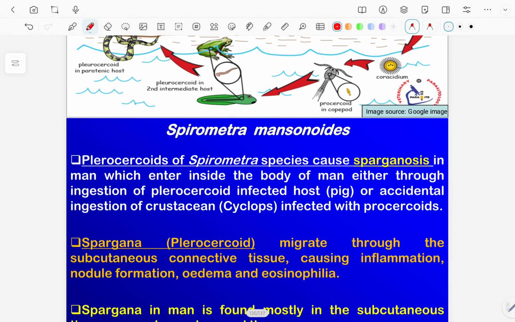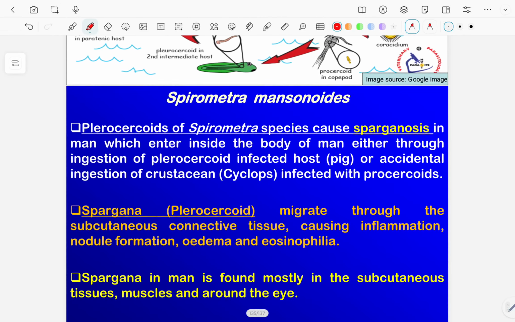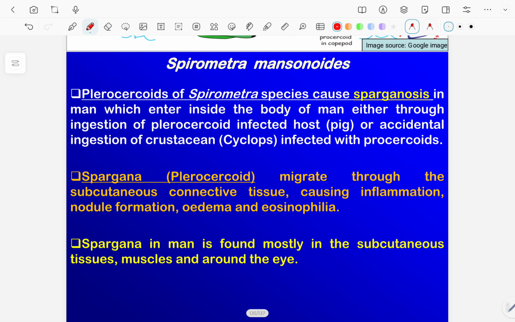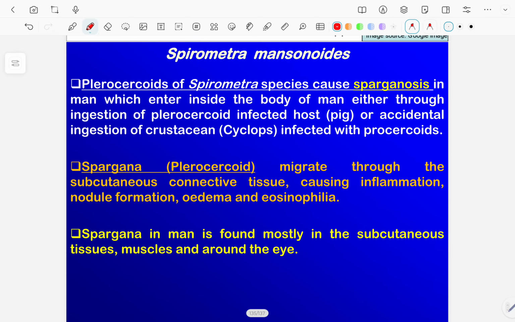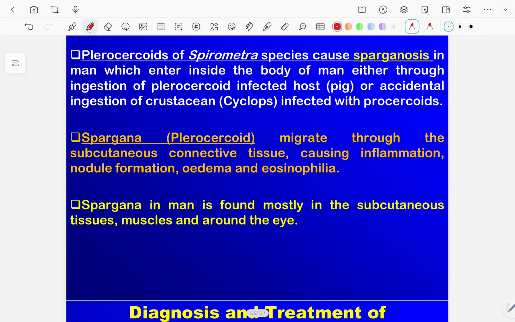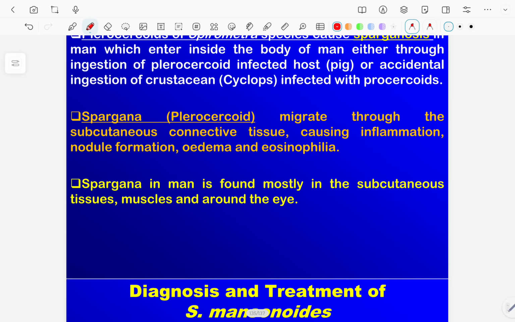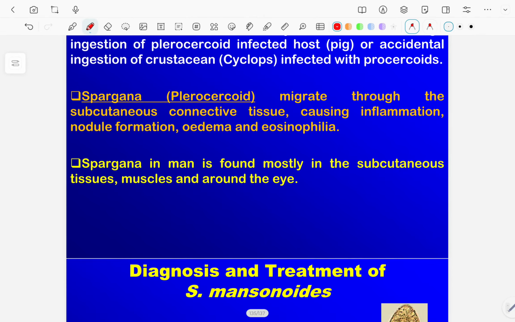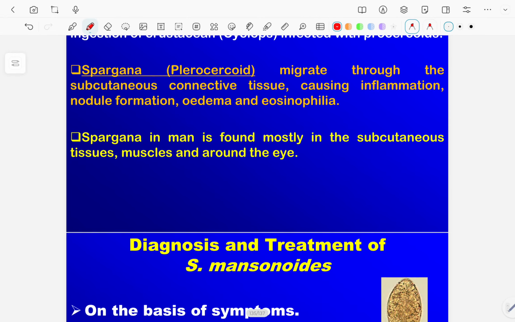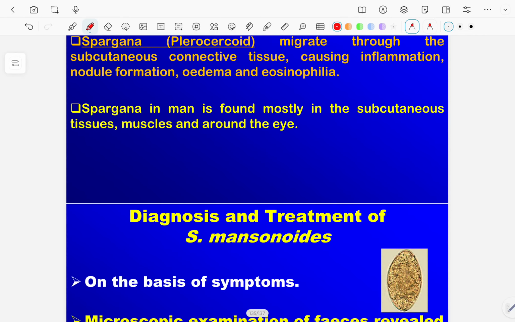Pleurocercoids of Spirometra species cause sparganosis in man. They enter the body of man through ingestion of pleurocercoid-infected hosts like pig, or accidental ingestion of the crustacean cyclops infected with pleurocercoids. Sparganum pleurocercoids migrate through the subcutaneous connective tissue, causing inflammation, nodule formation, edema, and eosinophilia. Sparganum in man is found mostly in the subcutaneous tissue, muscles, and around the eye.